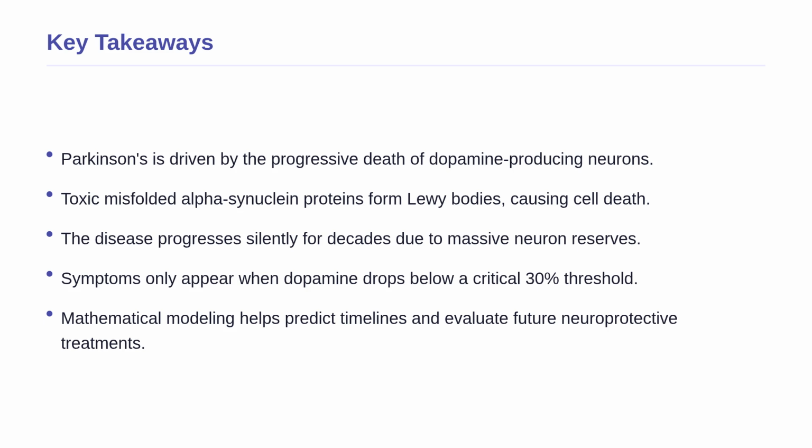Symptoms only reveal themselves when dopamine levels drop below a critical threshold of about 30%. Finally, by using mathematical exponential decay models, we can accurately predict this hidden timeline and better evaluate future treatments aimed at restoring lost dopamine. You now have a solid foundation in both the biology and mathematics of Parkinson's disease.